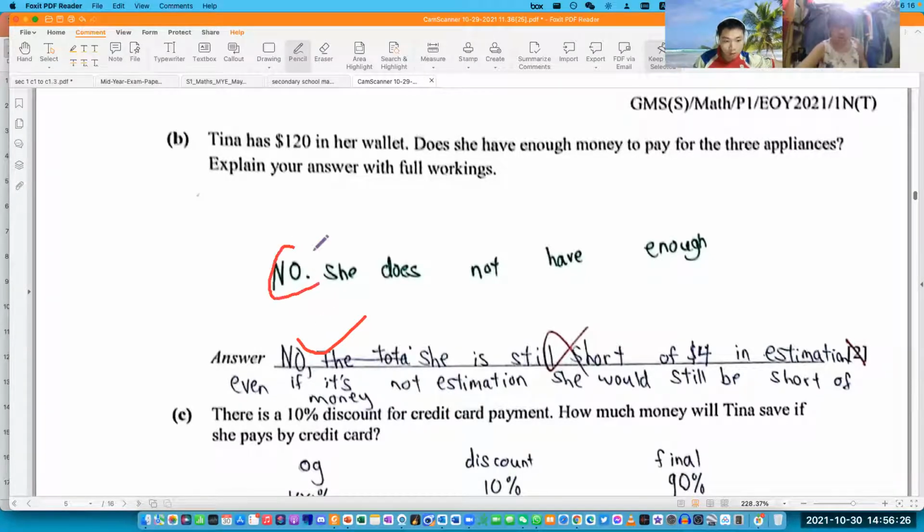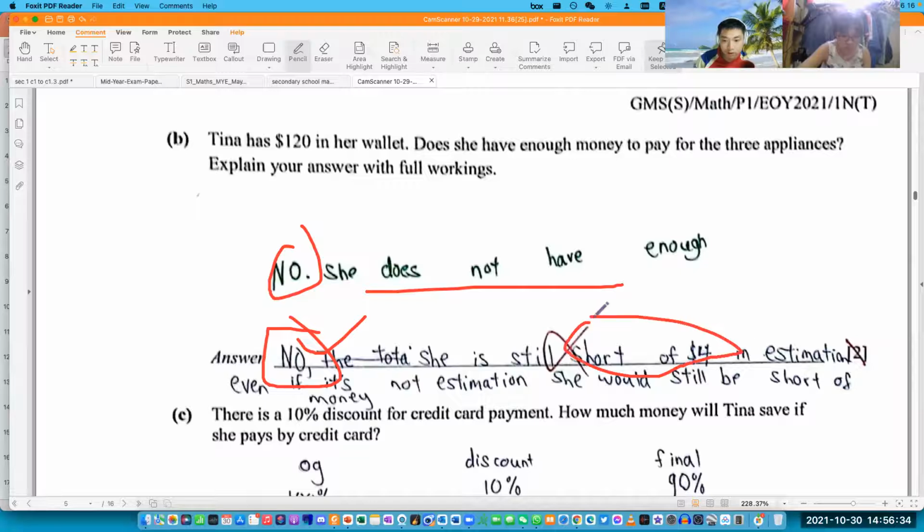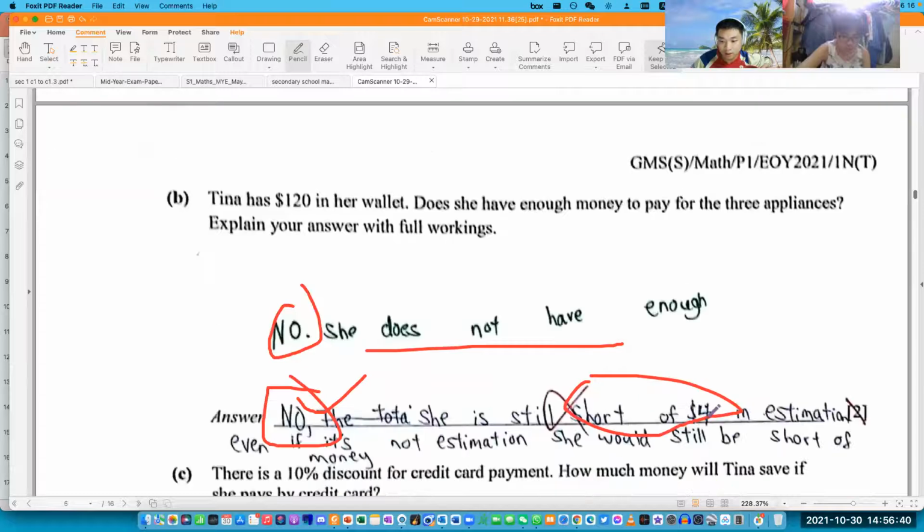I thought the answer is no. They need the explanation to be correct. Then she does not have enough, so short of money. So that is also okay. By the way, in fact, she's not short of 4 because your answer is wrong. So that's why it's wrong. So basically, that means you try to be smart, you try to be smart to tell that short of 4.